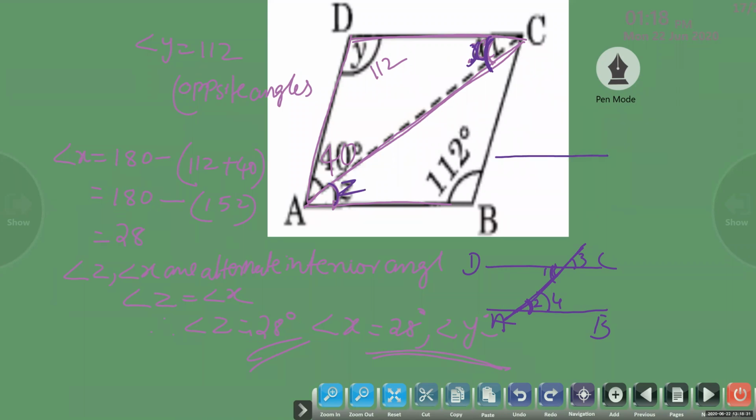Suppose this is our DC and this is our AB and this AC is our diagonal. So these two angles are alternate interior angles. This is X in our question, X and Z. Here X and Z. Got it, all of you? Okay, so I'm moving to the next.